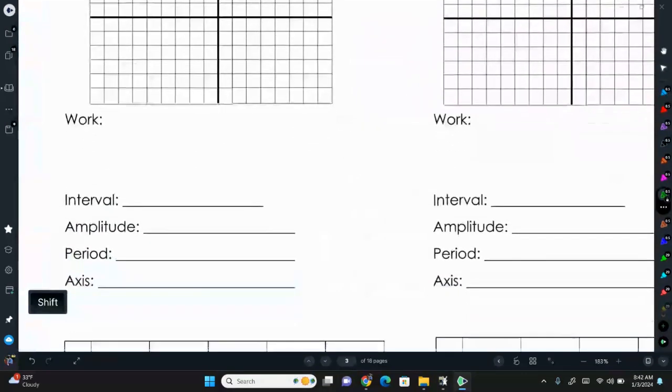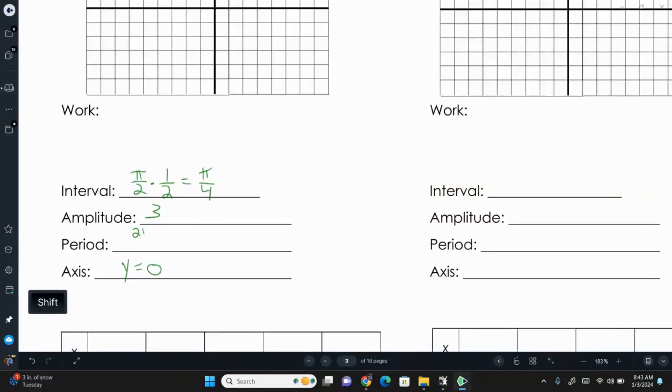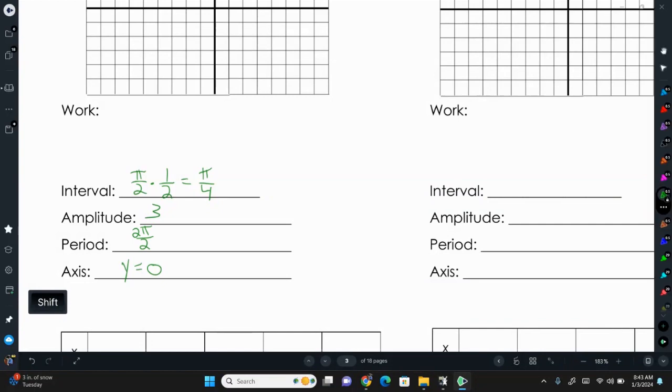So let's look at this. Our axis, y equals 0. Our amplitude is 3. And then our interval, pi over 2 times 1 over b, our b value is 2. So pi over 4 is going to be our interval, and then 2 pi over b, which again is 2, is our period. So our period is pi.